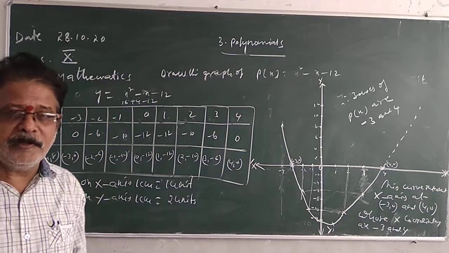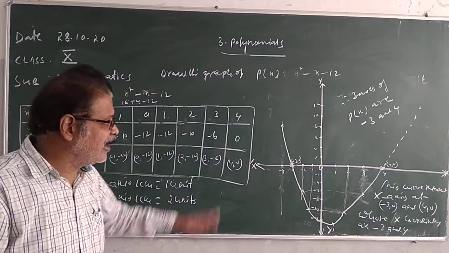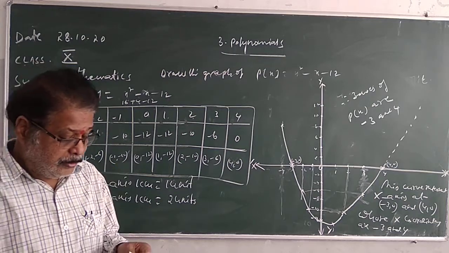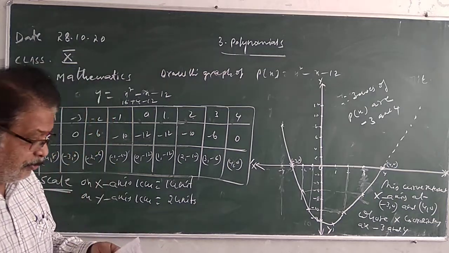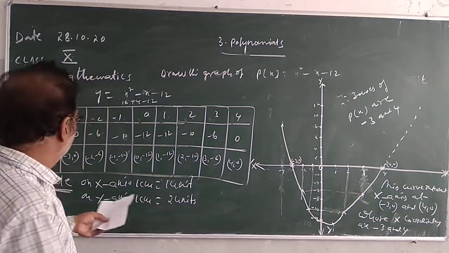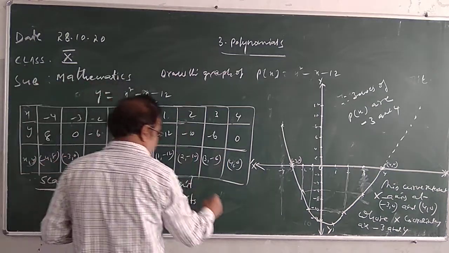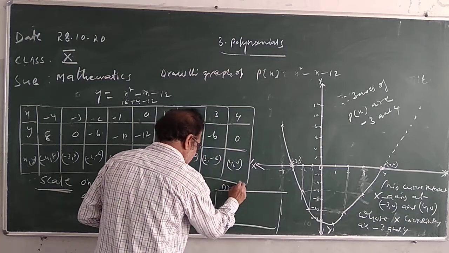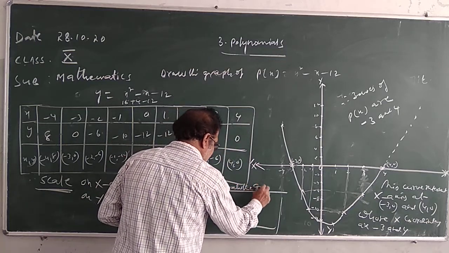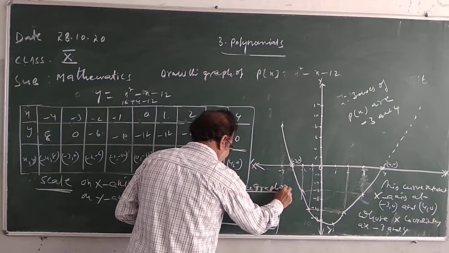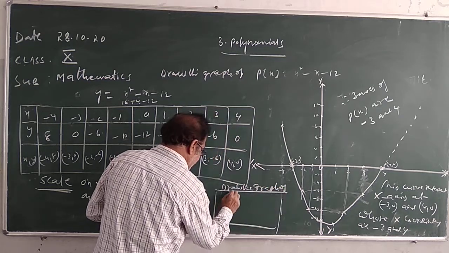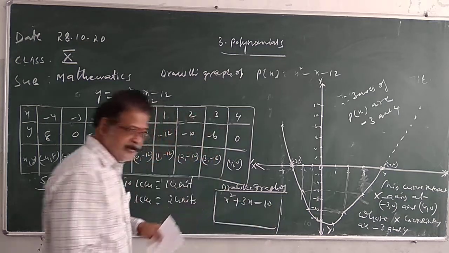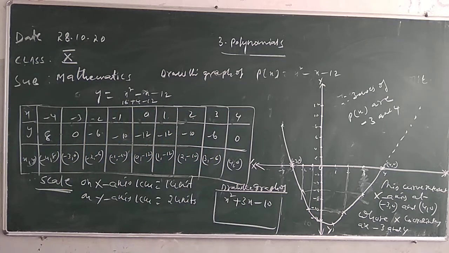In the exercise textbook, there are so many problems. You can do it, you can draw the graph. I'll give you one problem. You draw the graph of x square plus 3x minus 10. It's only one problem. You do this assignment. Thank you.